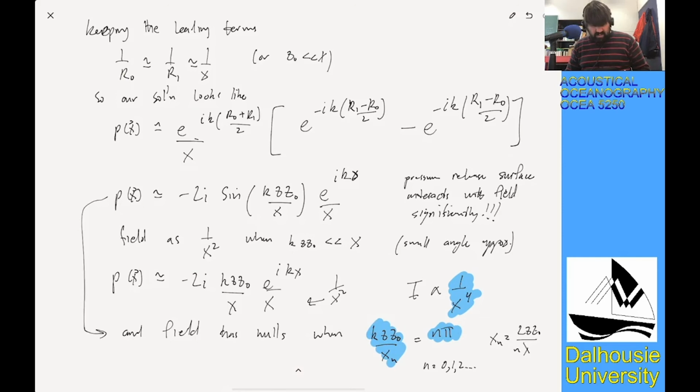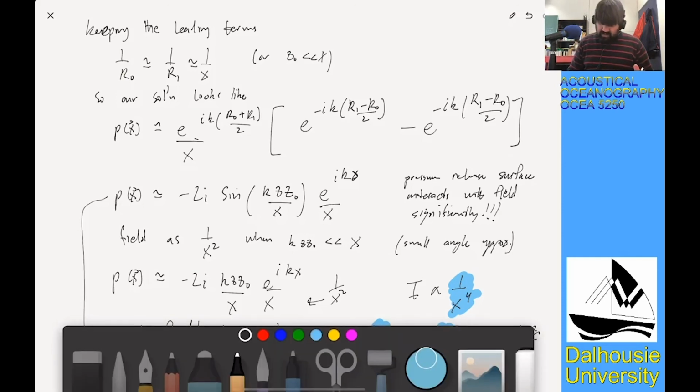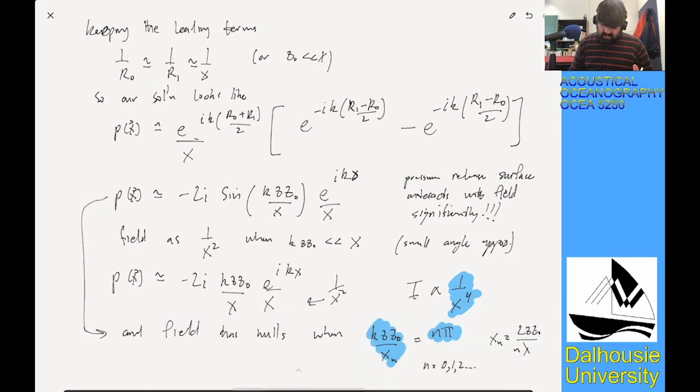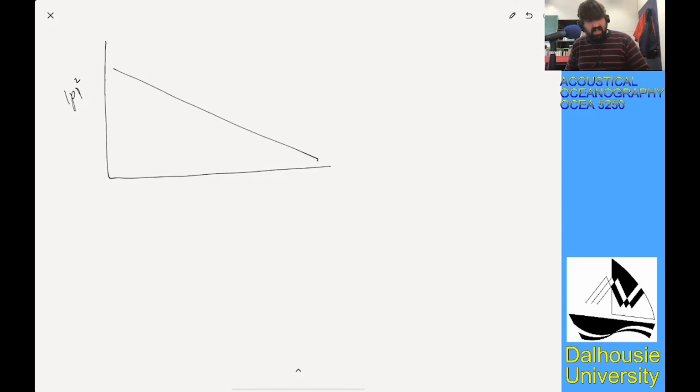So let's go to a new page and sketch what we think the field should look like from this approximate but useful solution. Man, oh man. Okay, there we go. Let's write that as the intensity. So we're going to say this is going to be range here, and intensity on the y-axis. So roughly it's going to follow this 1 over range to the 4th line.